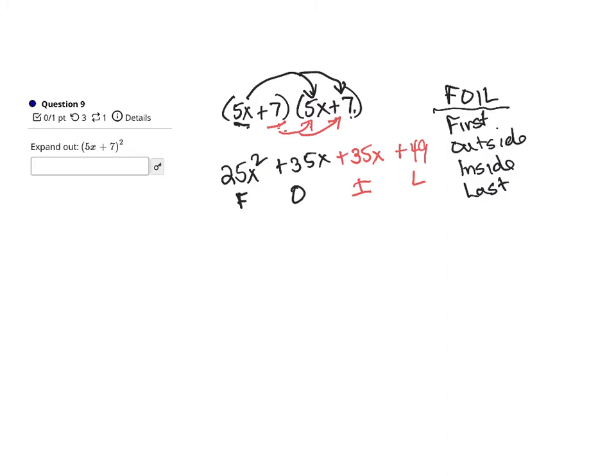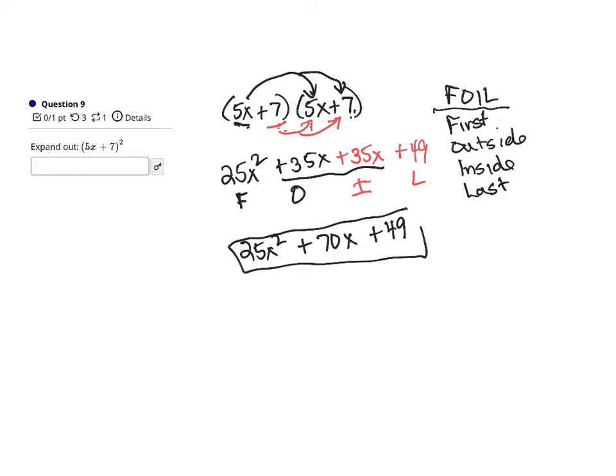Now, we want to collect like terms. So there's nothing that goes with 25x squared. Right here, notice those two are alike. So 35x plus 35x is 70x. We're adding, so we don't change the variable, we just change the coefficient and bring down plus 49.